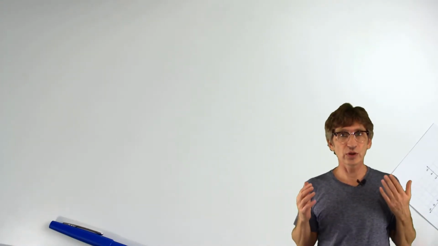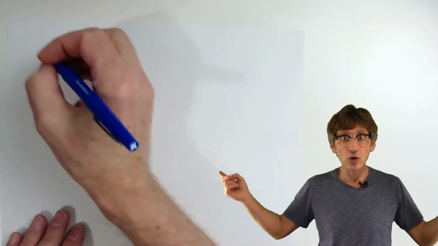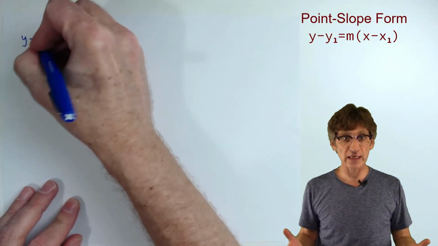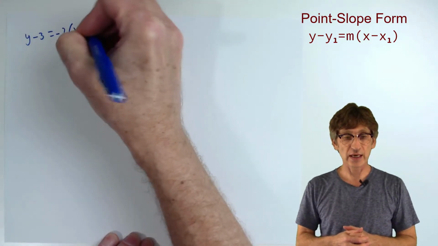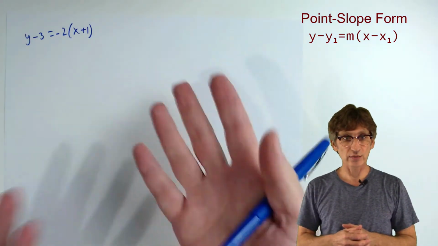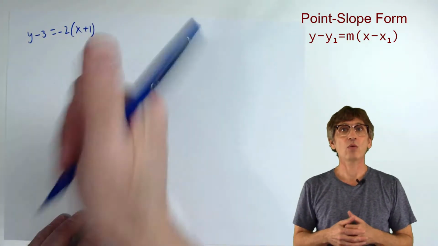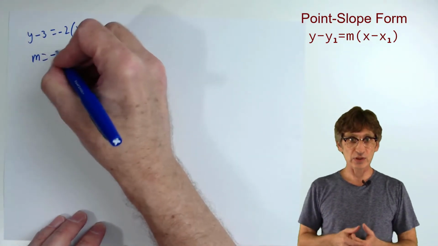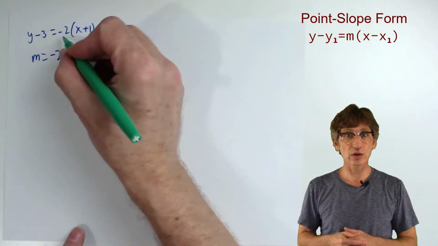Let's just start with the original point-slope form of the equation. We have a point and a slope in the equation. So y minus 3 equals negative 2 times x plus 1. So what is the point? What is the slope out of the equation? m represents the slope. Look at that. Negative 2 is the slope.